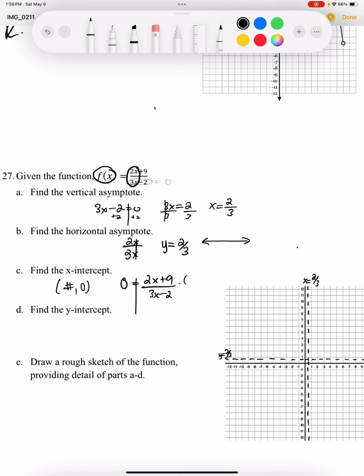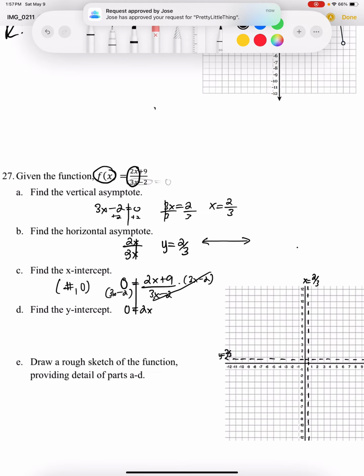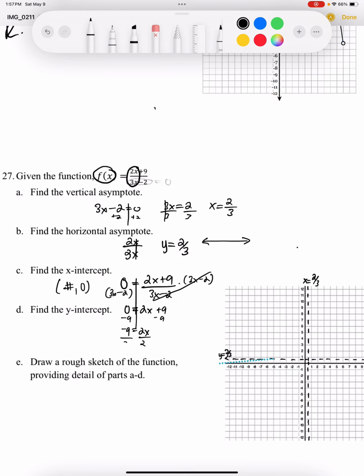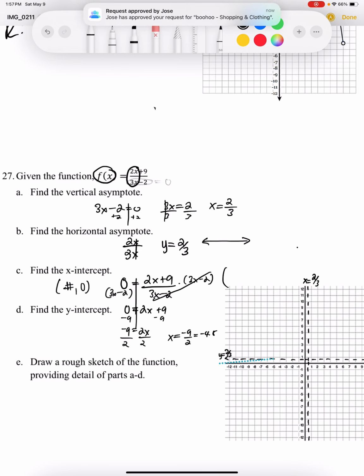When we multiply by the denominator, 3x minus 2 cancels. When you multiply 3x minus 2 on this side, what's going to go to 0? Because anything multiplied by 0 just goes back to 0. And then you get 2x plus 9. Now we subtract 9, so you get negative 9, and then divide by 2. So the answer equals negative 9 over 2, which as a decimal is negative 4.5. So the x-intercept is negative 4.5 comma 0.